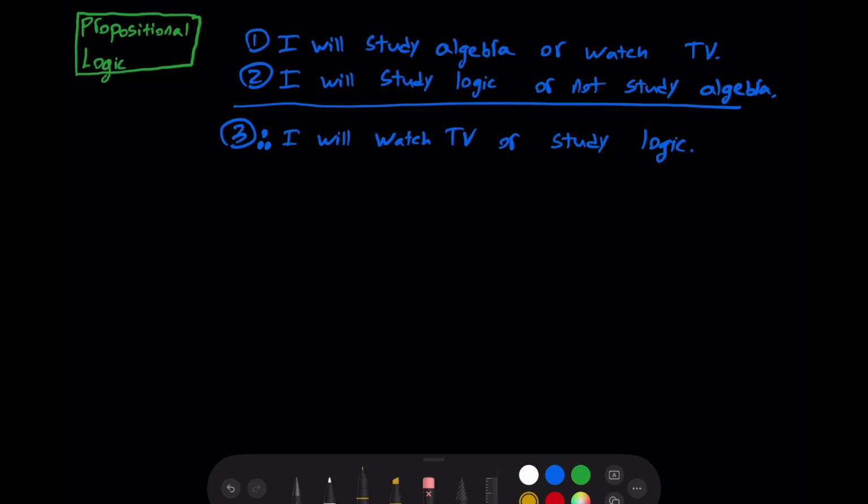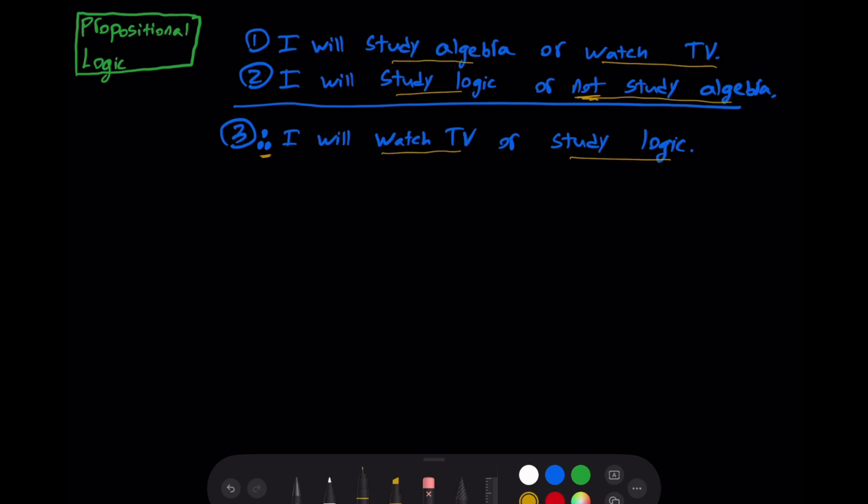Hello, together let's look at the following argument, and we'll be utilizing the tools of propositional logic to help us. In the argument, we have the first premise, I will study algebra or watch TV. The second premise tells us that I will study logic or not study algebra, and the conclusion is therefore, I will watch TV or study logic.